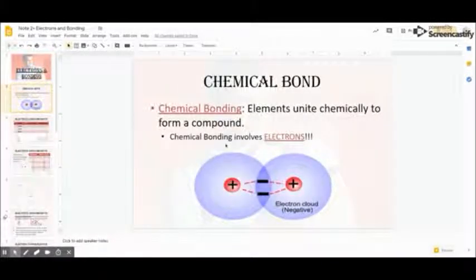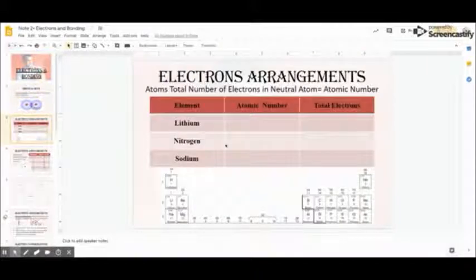So a little bit of a review. Chemical bonding is when elements are going to come together to form a compound, and that chemical bond involves the electrons. So let's review how we figure out electrons in an atom. If we have a neutral atom, we know that the number of protons should equal the number of electrons. And so we can just use the atomic number.